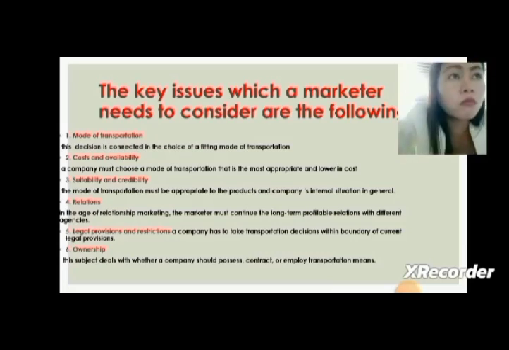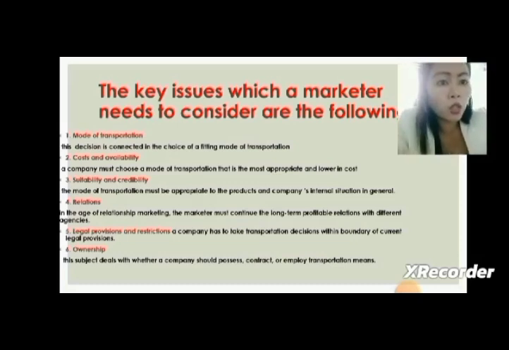And then suitability and credibility. The mode of transportation must be appropriate to the product and the company's internal situation in general. And then relation. In the age of relationship marketing, the marketer must continue the long-term profitable relation with different agencies. And the fifth, legal provision and restriction. A company has to take transportation decisions within the boundary of current legal provision. And the last, ownership. This subject deals with whether a company should possess, contract, or employ transport control.